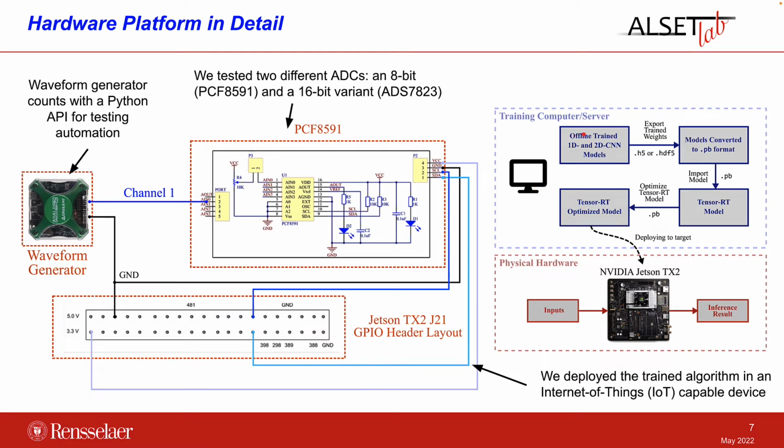So the deployment process is conceptually simple. We have the weights from our offline trained model. We export them to a format that has the PV extension, and we optimize these weights for real-time execution using TensorRT. Once the model has been optimized, we deploy the trained model to the target, and then the target is capable of receiving the inputs and performing in real time an inference result.